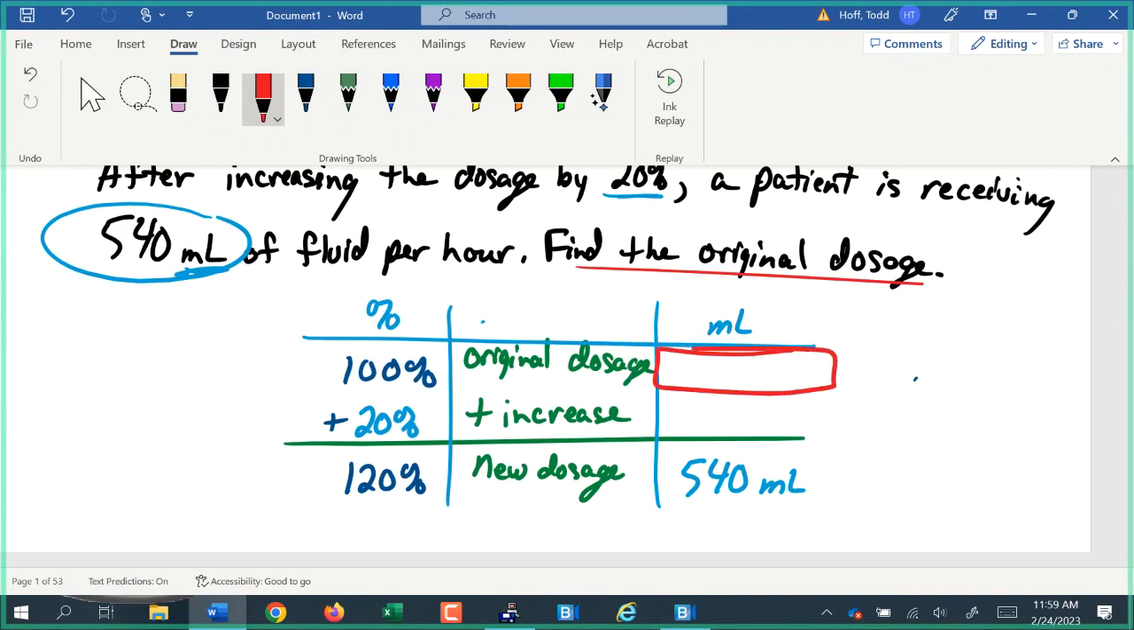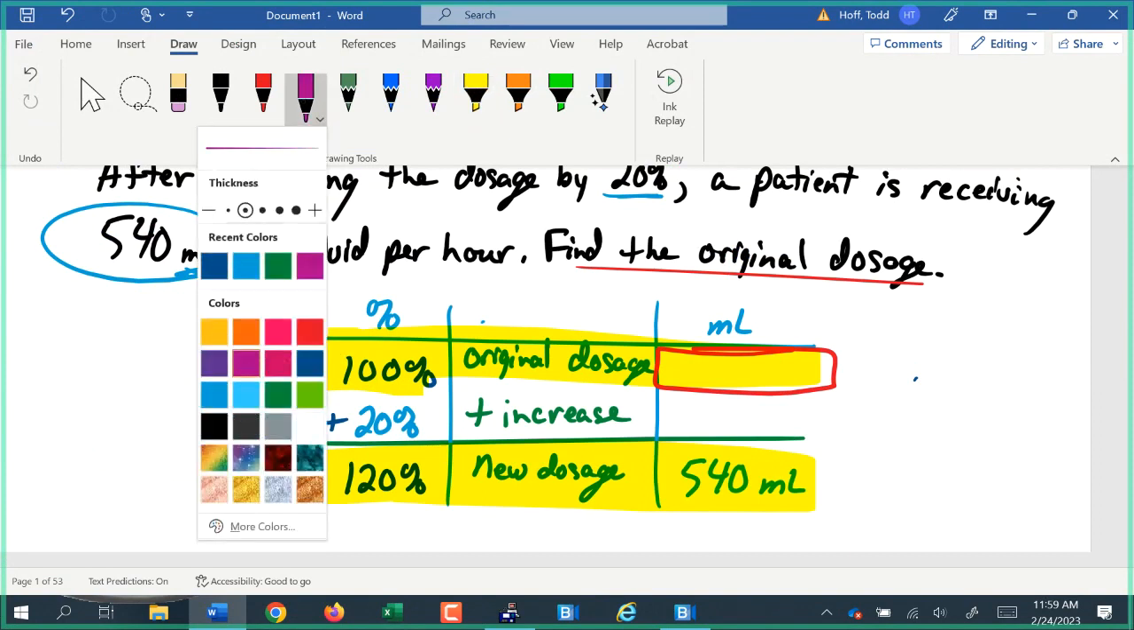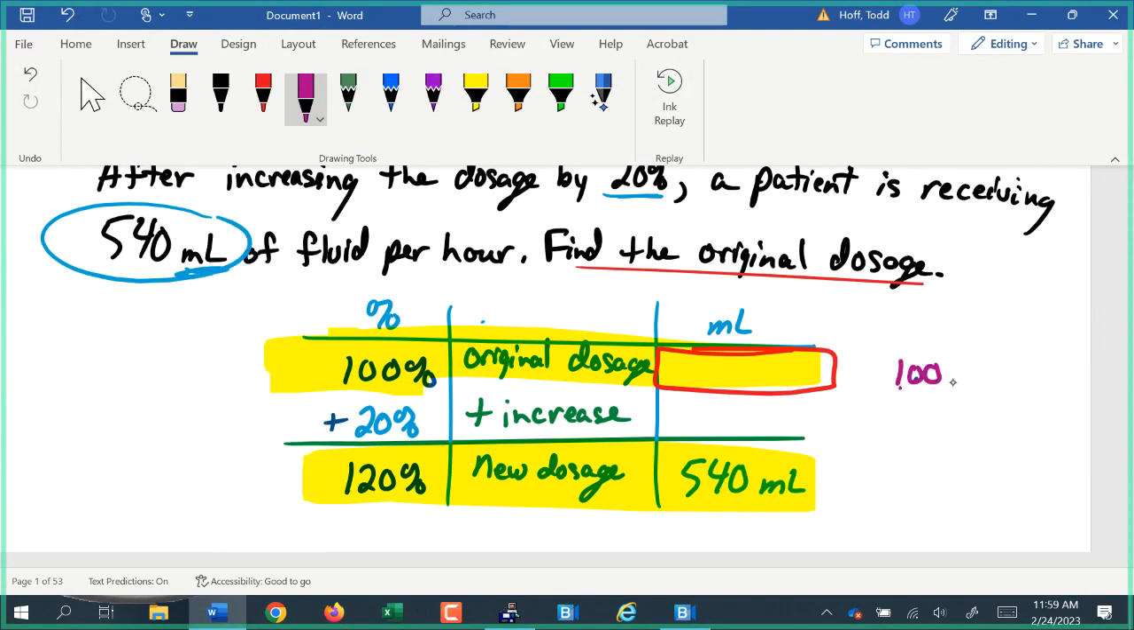Now, as I look at this table, there are two lines that I need out of it. One line is the line that has what I'm looking for. Well, that's this one here. That only works if I have the other number, and I do. I have the 100% on the left side. The other line that I want to use is the line that has both numbers, both the percent and the milliliters in this case. That's the new dosage here. So if I just pull them out of the table, I've got the 100 and the blank, and I've got the 120 and the 540.